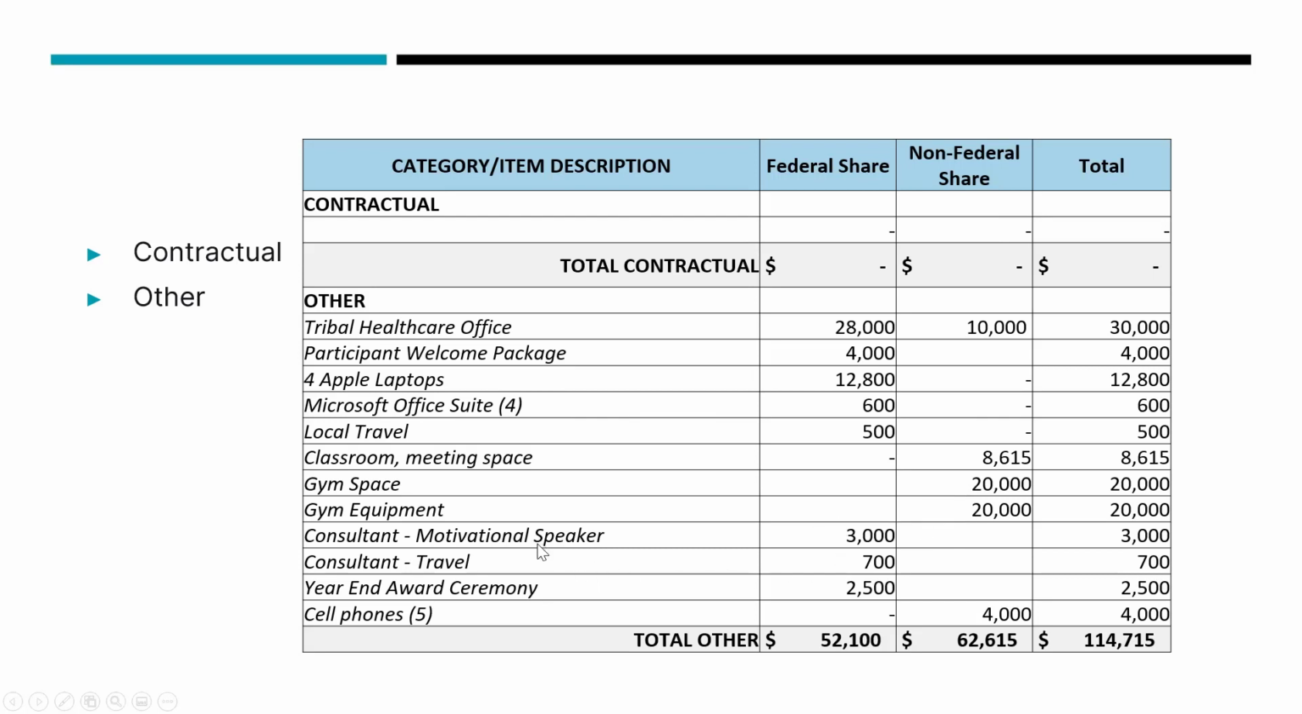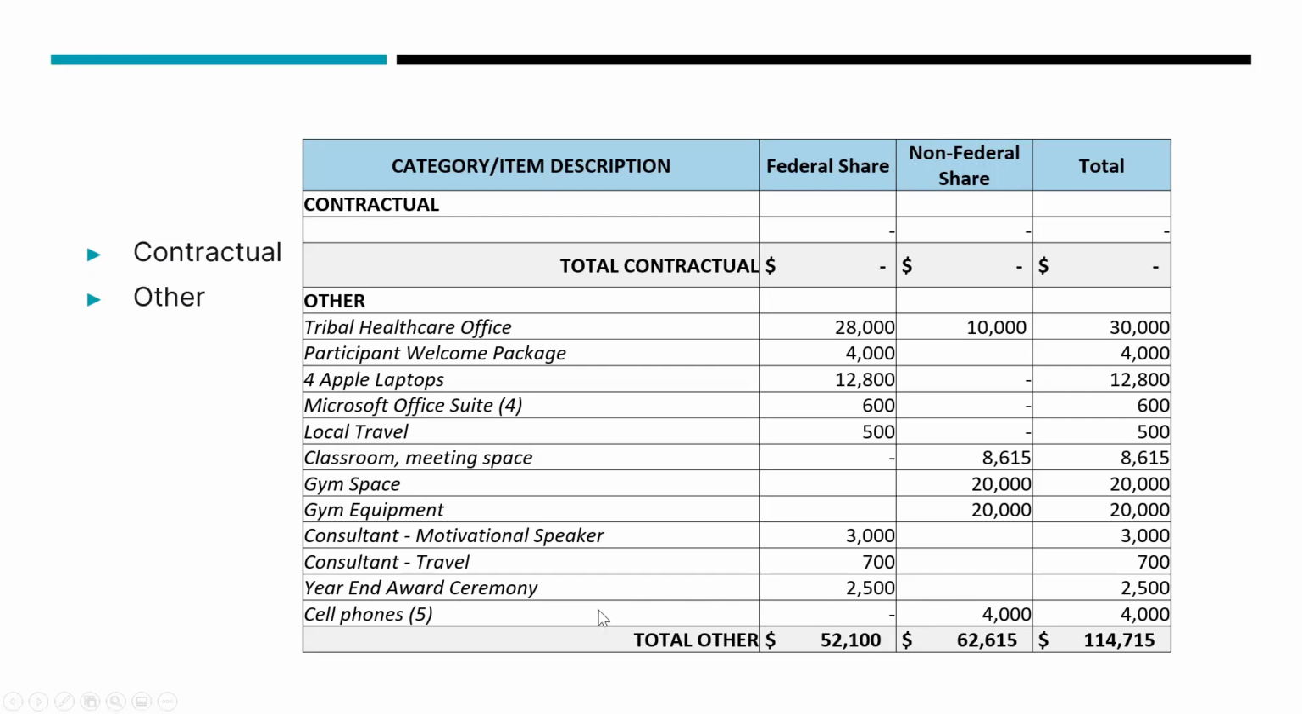There's a consultant for year one, which will be part of this year-end award ceremony. So the year-end award ceremony includes a motivational speaker and his or her travel. And then we'll see what the year-end award ceremony costs include. I believe it's a venue, some decorations, the food. You can pay for food as part of your A&E project when it's applicable.